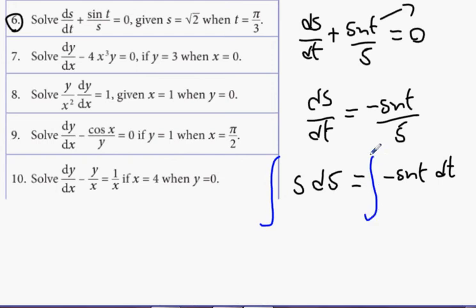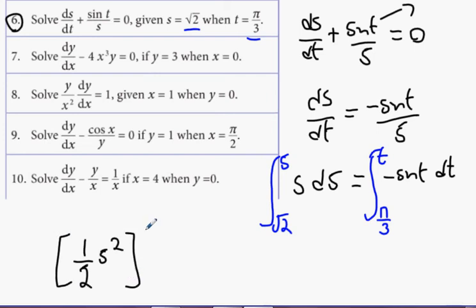Integrate both sides. Now, when we integrate both sides, guys, what's the limits? For ds, it's root 2. For the t, it's pi over 3. And then t is the variable over this side, and s is the variable over this side. Integrate s, and we get a half s squared. And then that ranges from s and root 2. And then the other side is what happens when you integrate sine t.